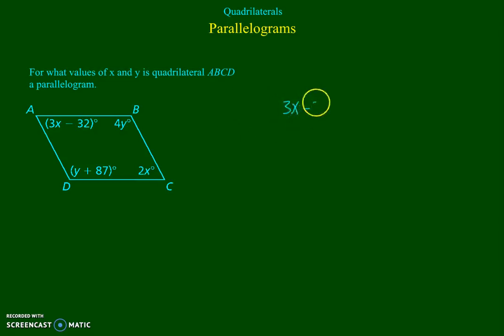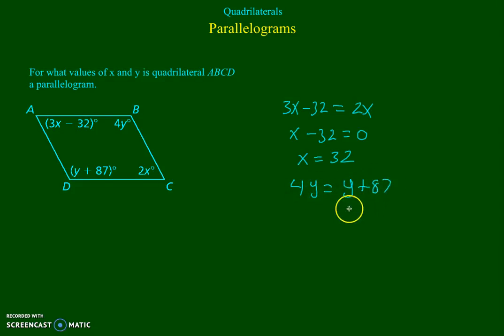3x minus 32 equals 2x. Subtract the 2x. X minus 32 equals 0. Add the 32. X equals 32. Now we're going to have to do the same for the y's. So this has to equal this. So 4y equals y plus 87. Subtract the y. 3y equals 87. Divide by 3, and y equals 29.